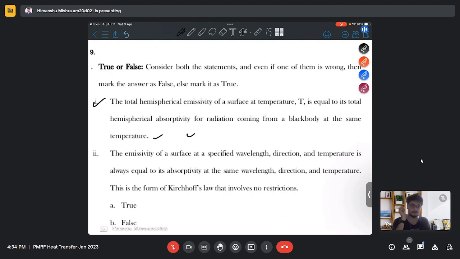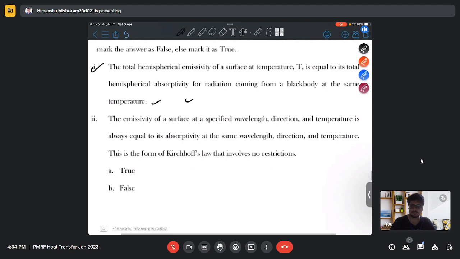This law is valid only for enclosed black body surfaces, which means that whatever radiation is emitted from the surface, it will all reflect back and both will be equal. The second statement is: the emissivity of a surface at a specified wavelength, direction and temperature is always equal to its absorptivity at the same wavelength, direction and temperature. This is the form of Kirchhoff's law that involves no restriction. Is that correct? I think it is the spectral form of Kirchhoff's law, so it is true.